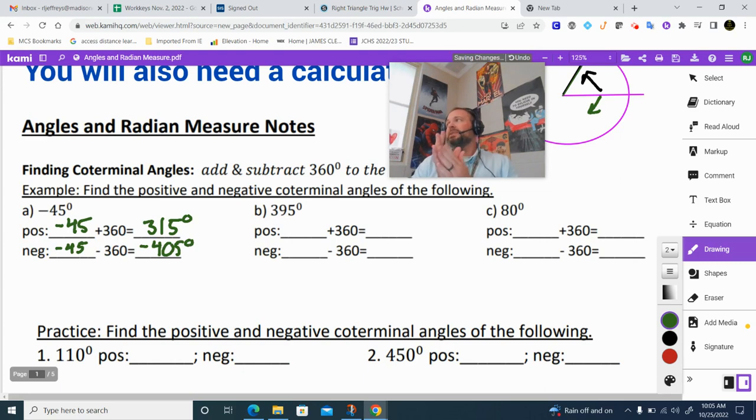Now this positive and negative is talking about where we're starting. If we're going counterclockwise, that is positive, and clockwise is negative. That doesn't make sense, but you know what? Potato, potato.